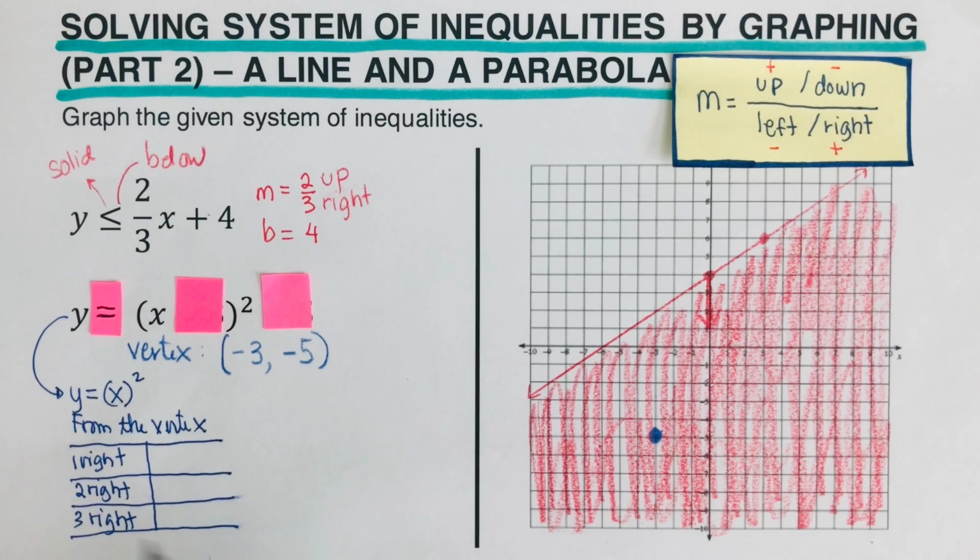So I created the table. From the vertex, we are going to move one step to the right. But the problem is, where do we go? Up or down? To determine where we go after that, we're going to use this equation right here.